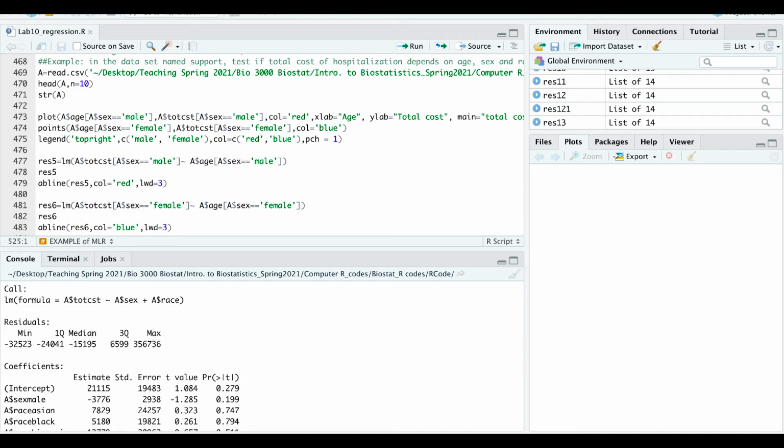Hi, in the last video, we discussed how to perform a simple linear regression or multiple linear regression if one of the independent variables is categorical, and that categorical variable had two labels. So now I'm going to show you how to do that if more than one independent variable is categorical, and those categories may have more than two labels in them.